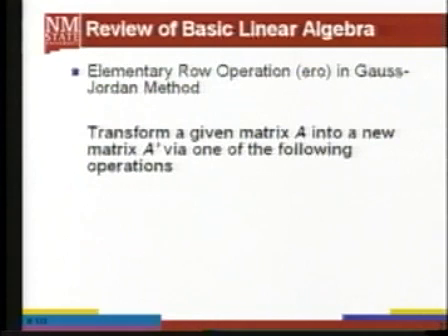And before studying the Gauss-Jordan method, we need to define the concept of an elementary row operation, which is abbreviated by ERO. And an elementary row operation transforms a given matrix A into a new matrix A prime by using one of the following three operations.